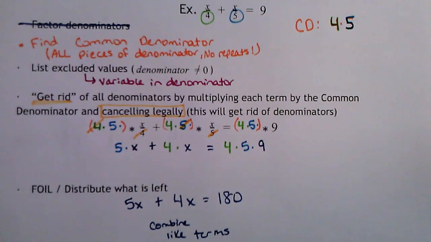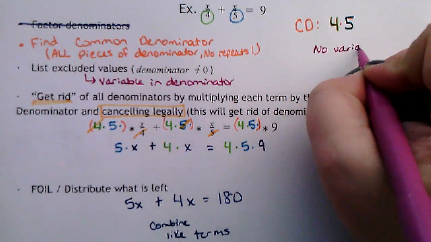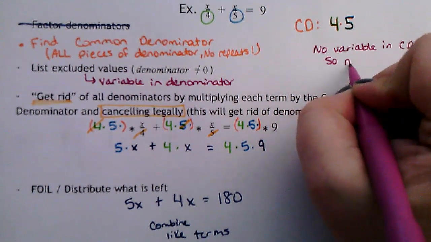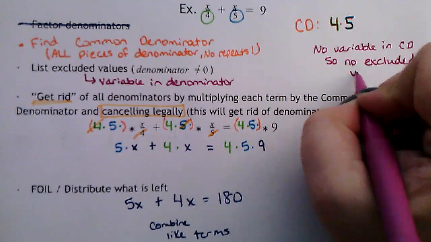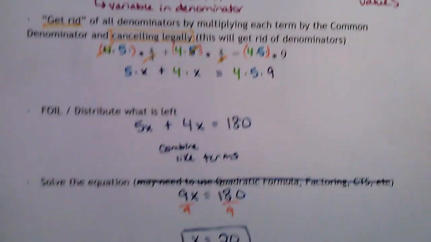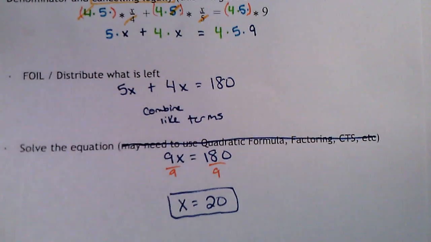with the excluded values. Well, in this problem, there is no variable in our common denominator, so we have no excluded values, so we don't have to worry about that. So the last thing we do is just double check that our answer is not an excluded value, because an excluded value means it can't be the answer. I'll talk about that in a second.